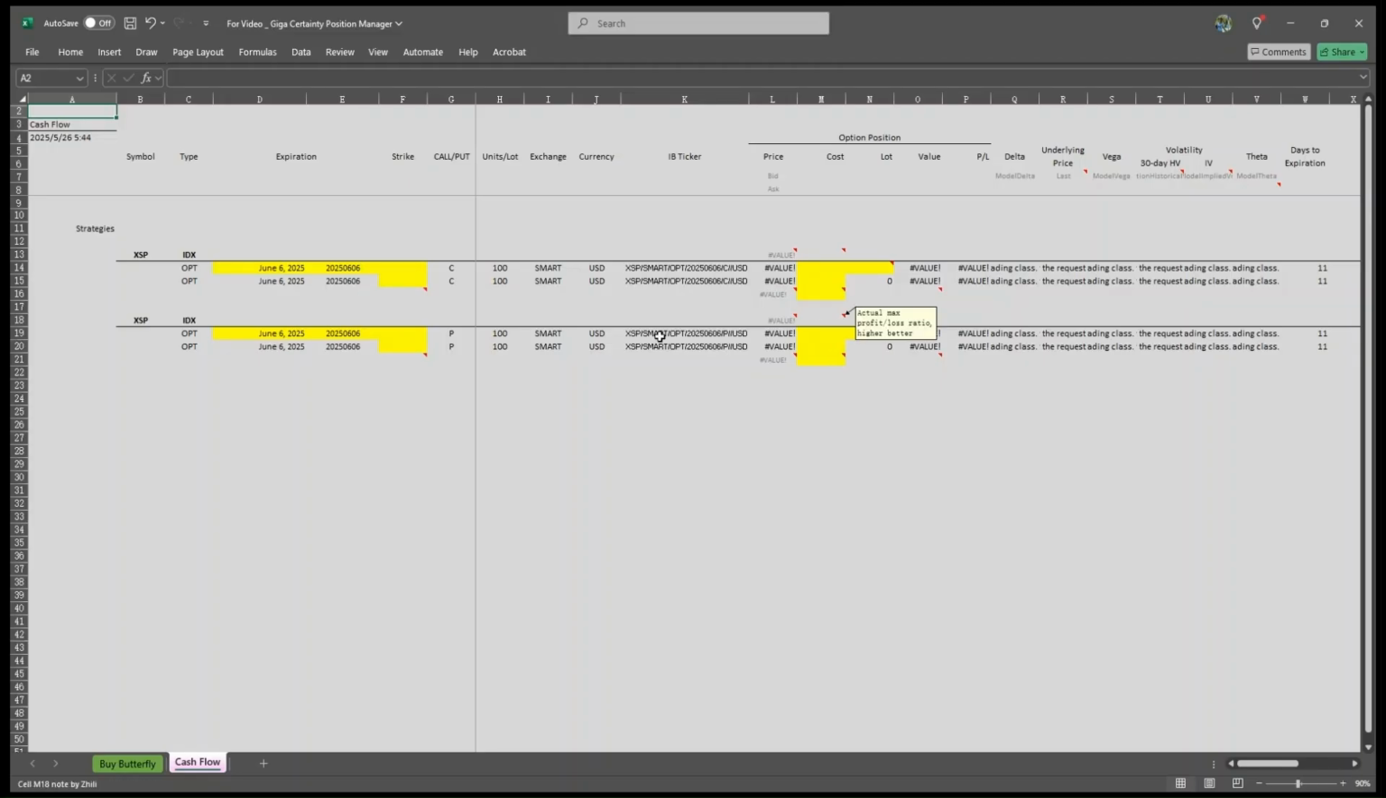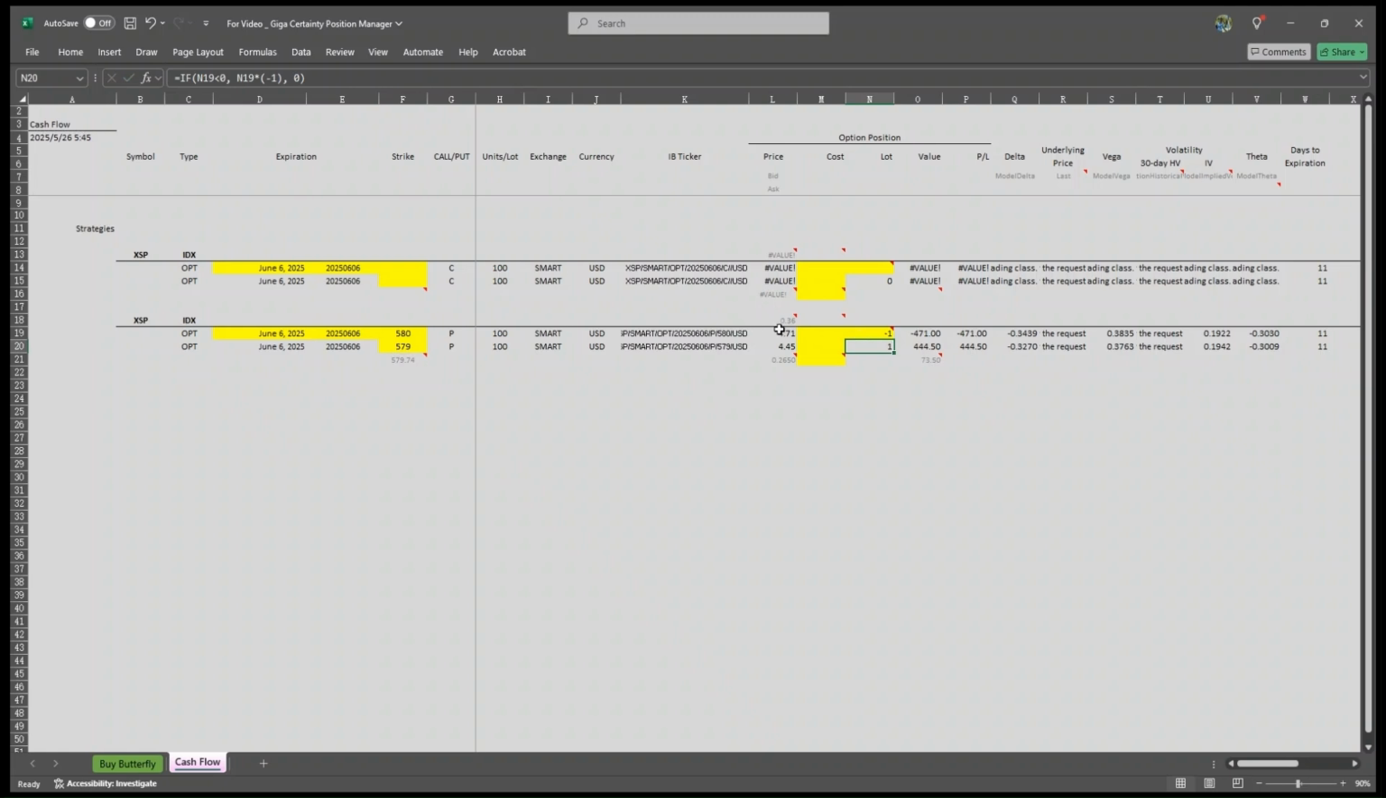Back in the Giga Certainty Position Manager, the second set of tools in the Cash Flow worksheet is specifically designed to simulate a sell put spread. Here, enter the correct underlying symbol and expiration date. Enter 580, i.e., $X, in the cell shown on the screen. Enter 579, i.e., $Y, which is 1 point lower than $X, in the cell below. Enter -1 in the cell shown on the screen, and the cell below will automatically calculate to 1.